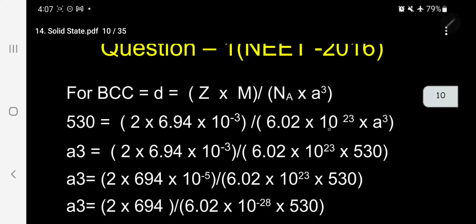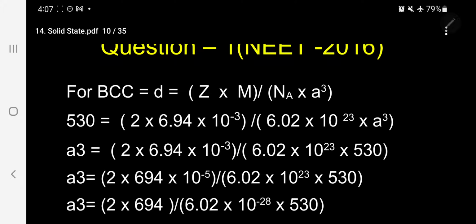So, let me come to the problem now. From the problem, I have noted this is body-centered. So I am writing the formula, you have to apply this formula: D equals Z into M divided by Na into a cube. What is Z? That is nothing but the total number of atoms present in the cubic cell, that is body-centered in this case. M is the corresponding mass, Na is the Avogadro number, and a is the edge length, so the corresponding volume is a cube.